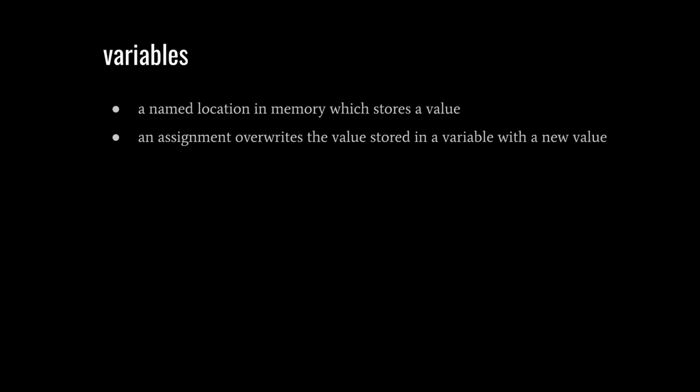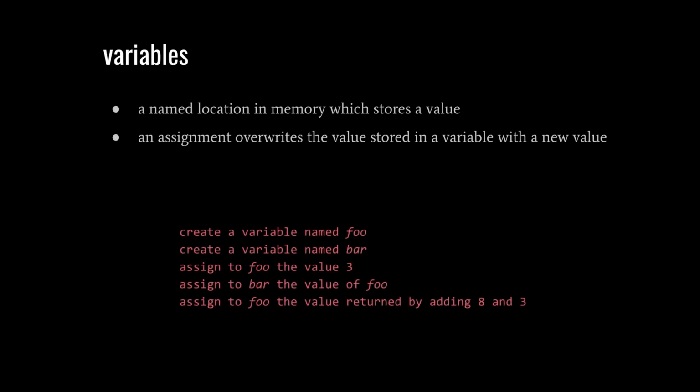But whatever the name, having created a variable, you can store a value in it with what's called an assignment. An assignment takes a value and stores it in a variable by overriding whatever was already there. So say in our code, we might create some variable named foo and another variable named bar, and then we can assign to foo the number value 3. So we can directly assign new values to variables. What we can also do is take the value of an existing variable and assign it to another variable. So we can say assign to bar the value of foo. Whatever's currently stored in foo gets copied into the variable bar.